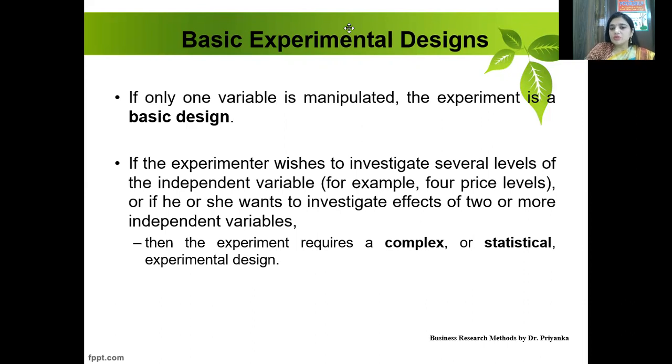If the experimenter wishes to investigate several levels of an independent variable, for example, you have got four price levels and you are going to manipulate them, that means you will be taking four categories of one independent variable, then investigating this particular effect. Or maybe you might have two actual independent variables, not just the levels of one independent variable. That can also be considered as having more than one independent variable and one dependent variable. That means our experimental design would be a complex experimental design or statistical experimental design.